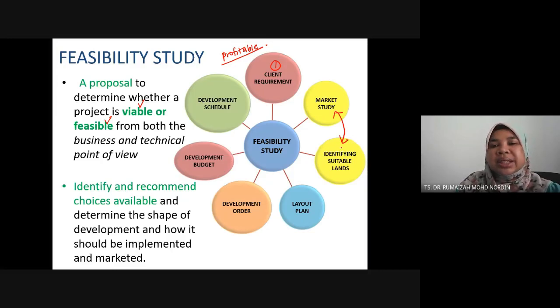Alright, so secara dasarnya either or pun boleh buat. Okay, nak tengok land itu suitable atau tak, ataupun nak buat market study pun boleh, either or. And then you need to come out with the layout plan. Alright, and then you need to conduct application for development order. Yeah, so please ingat development order. And then you need to identify the development budget. Yeah, and then you need to come out with the development schedule. Okay, so let us look.